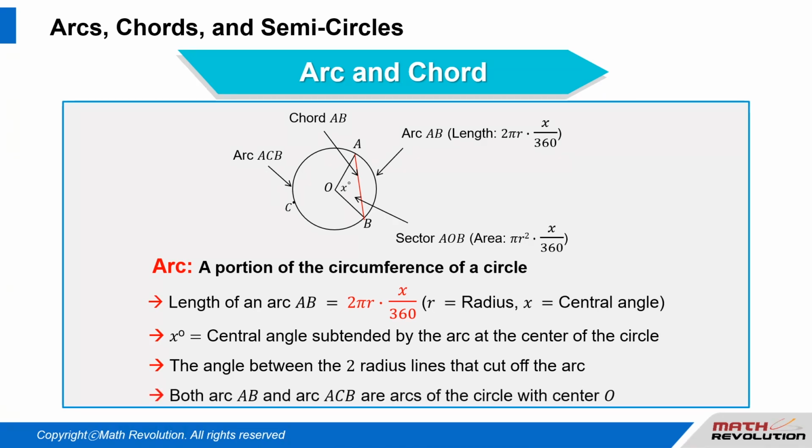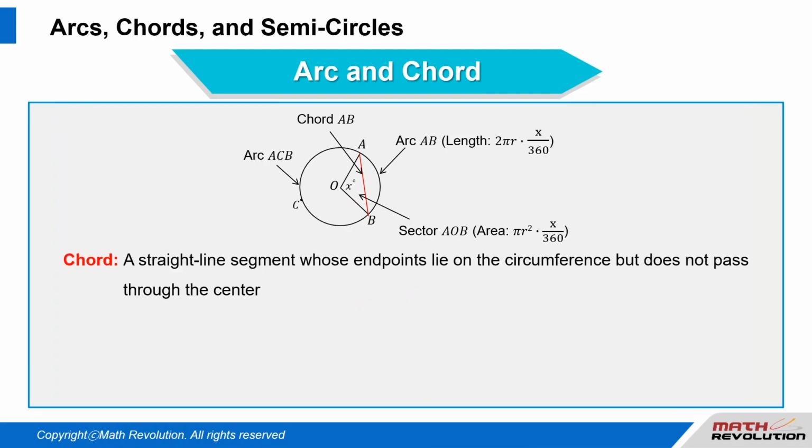In the diagram above, both arc AB and arc ACB are arcs of the circle with center O. You should be able to distinguish between these two arcs. A chord of a circle is a straight line segment whose endpoints lie on the circumference of the circle but does not pass through the center. An example is chord AB in the diagram. The term line segment AB is also often used instead of chord AB.